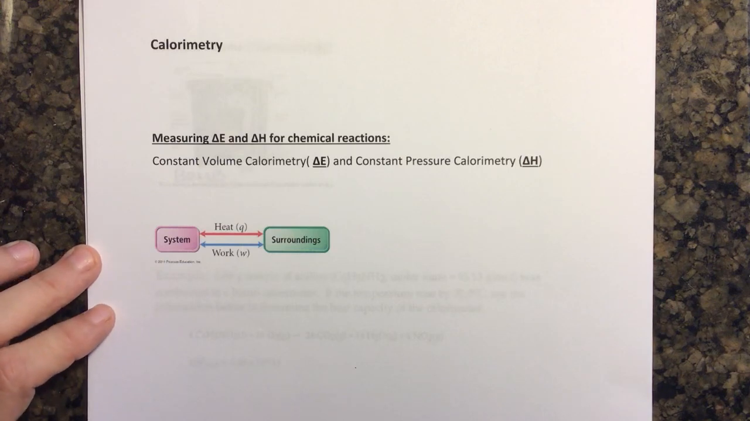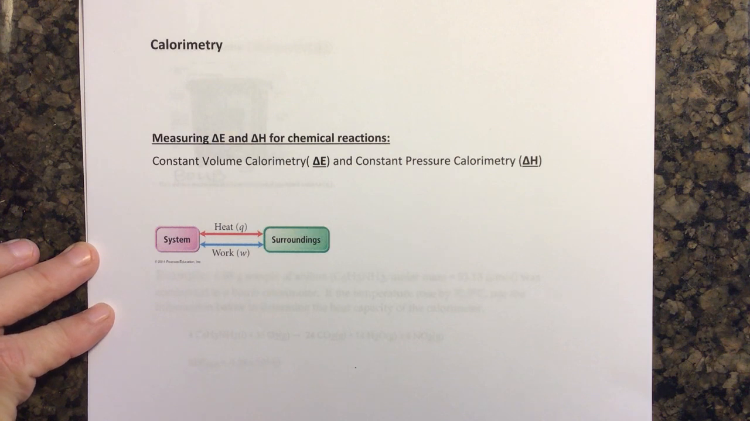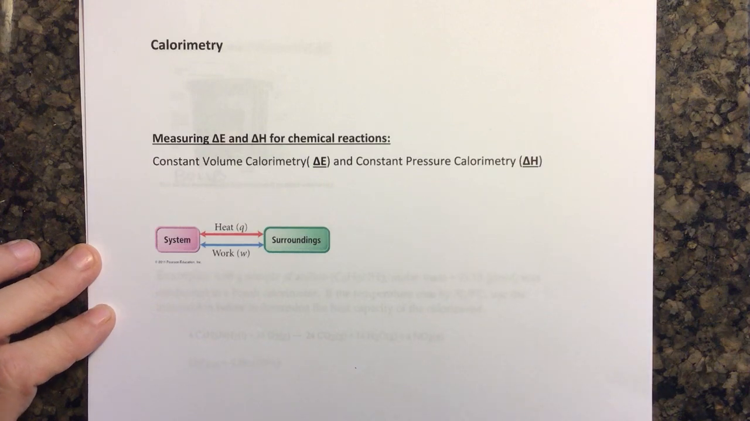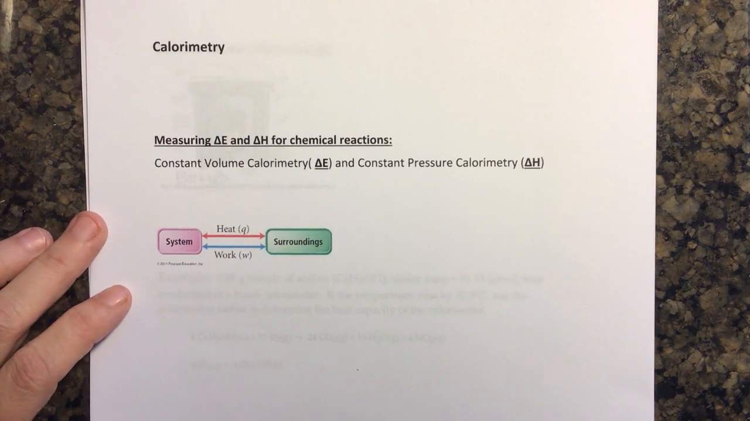All right, so now this module, we're going to define calorimetry, and we're going to focus on constant volume. So measuring our internal energy at constant volume using a bomb calorimeter. There will be another module to talk about the coffee cup calorimeter. So first, let's define calorimetry.